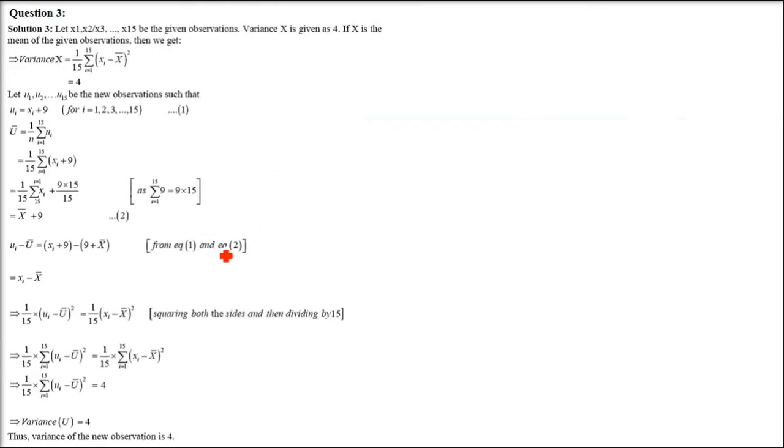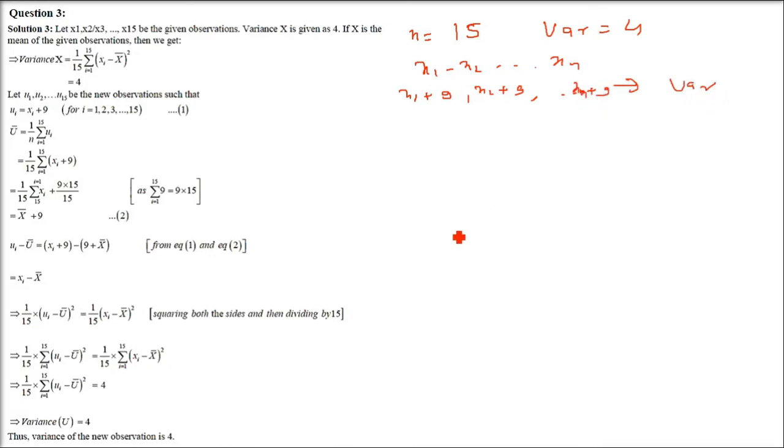Now the next question is: the variance of 15 observations is 4. 15 observations are there, so n is 15 here. And the variance of 15 observations is 4. Now each observation is increased by 9. Here we have done the addition. Previously it was multiplication, now addition. So every element has been increased by 9. Find the variance of the resulting observations.